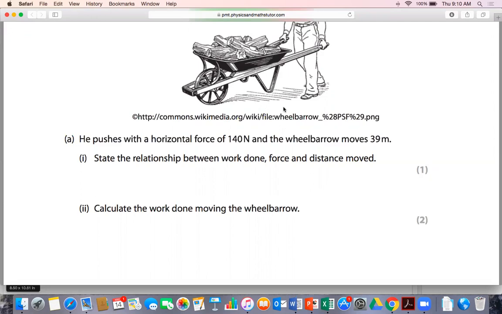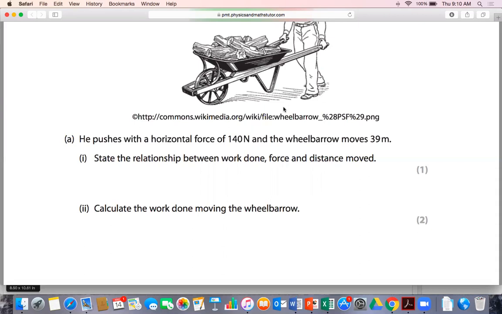Okay, next one. Calculate the work done moving the wheelbarrow. So from the previous formula, work done equals to force times distance moved. So now calculate the work done. You take the force times the distance. You just have to multiply the force, which is 140 Newton, and the distance, 39 meters. What do you all get?